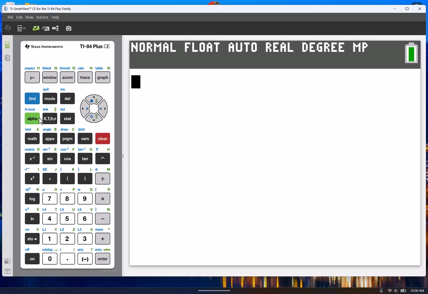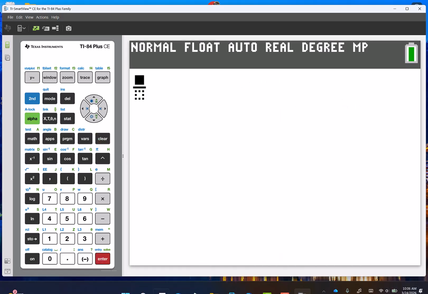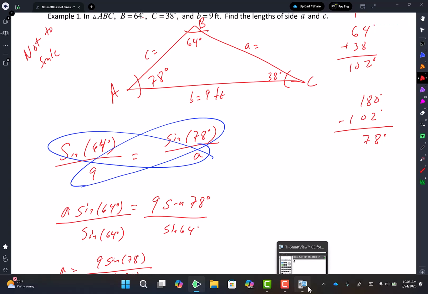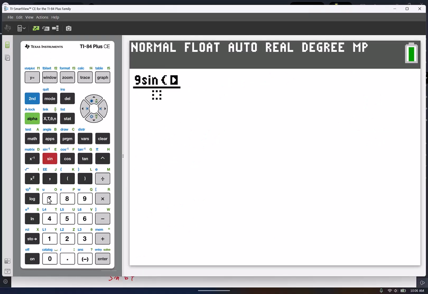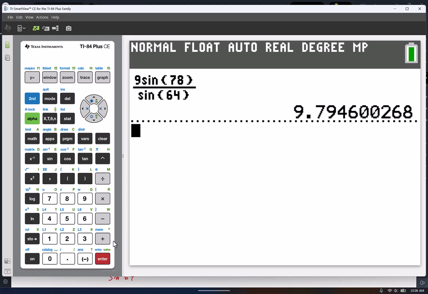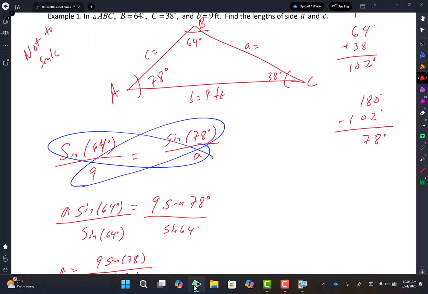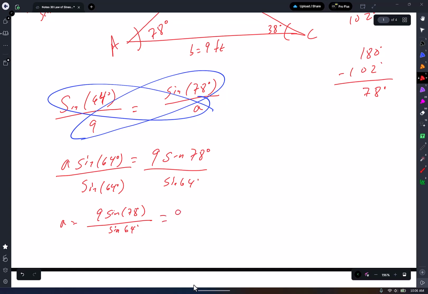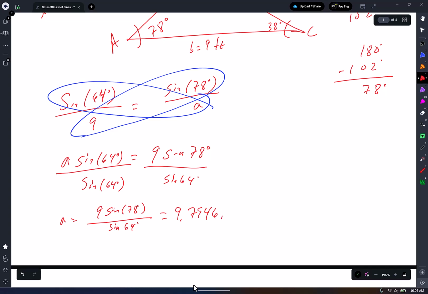Clear that. Alpha y equals, and I already forgot, short-term memory. 9 sine 78 divided by sine 64. Did you guys get 9.7946? Okay. 9.7946. I need units. Feet.